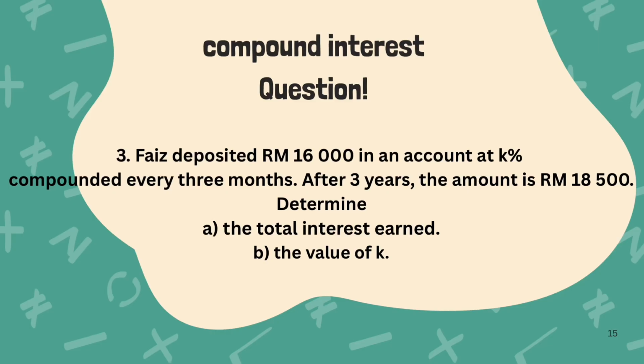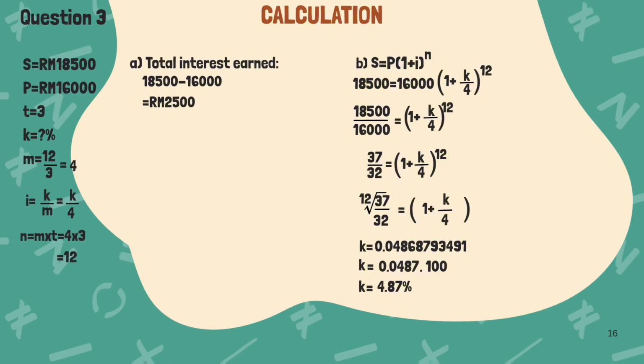Faiz deposited RM 16,000 in an account at K% compounded every 3 months. After 3 years, the amount is 18,500 ringgit. Determine A, the total interest earned, B, the value of K. Now, for this question 3, we need to find the interest rate and the total interest earned.